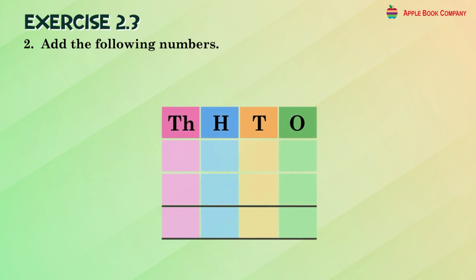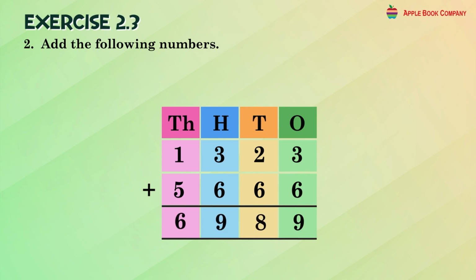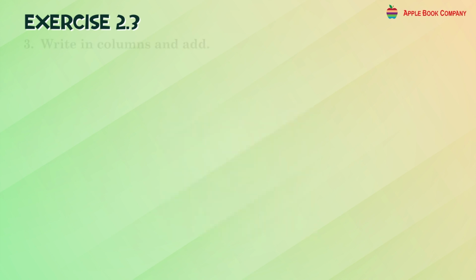Adding the following numbers. We've been given two numbers, which is 1323 and 5666. Now when we place them in the correct columns and add them, we get 6989, which is 6989.